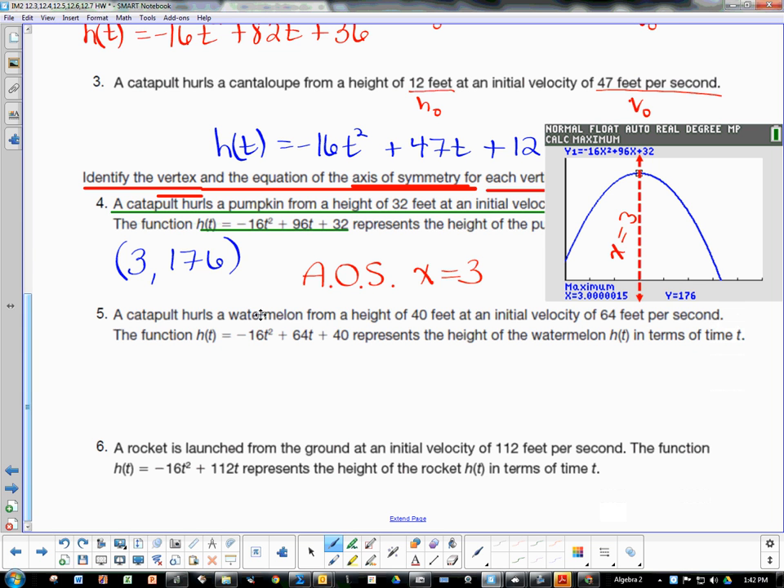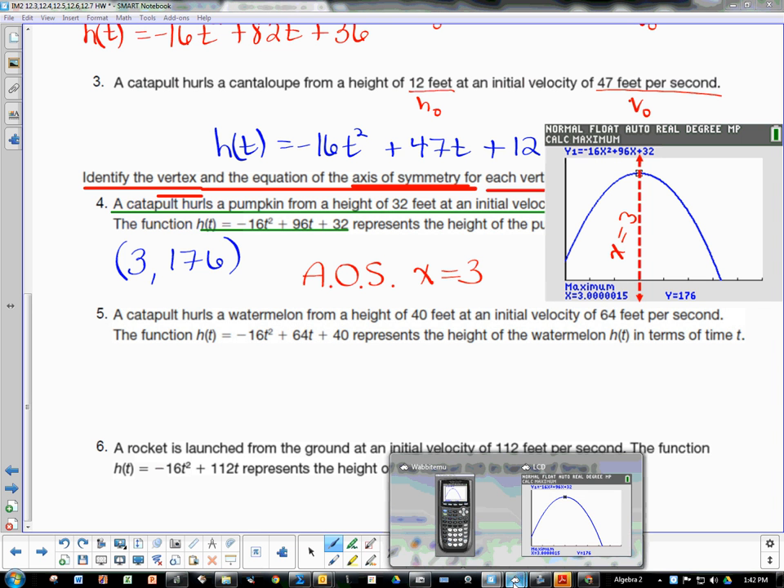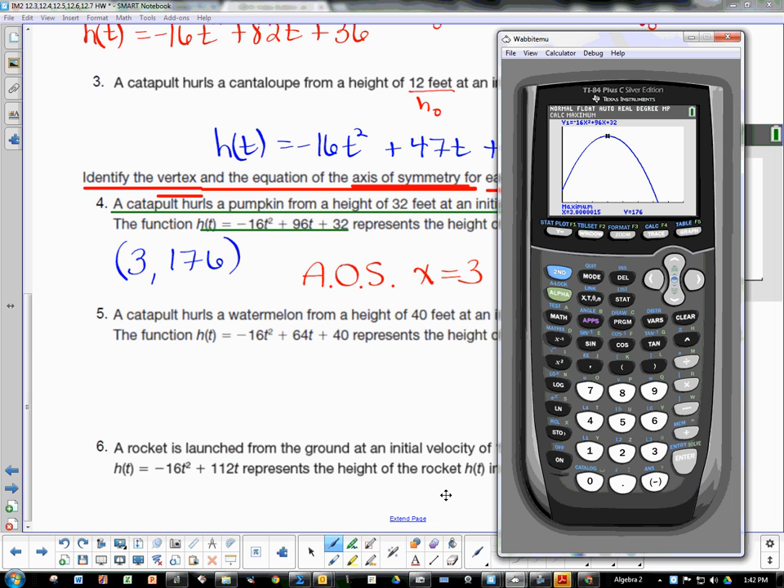Number 5, a catapult hurls a watermelon. All right, so we've got a watermelon now. And here is your, from a height of 40 feet, initial velocity, but they gave you the function. So I'm going to open this up. I'm going to pause the video and do this ahead to save time.